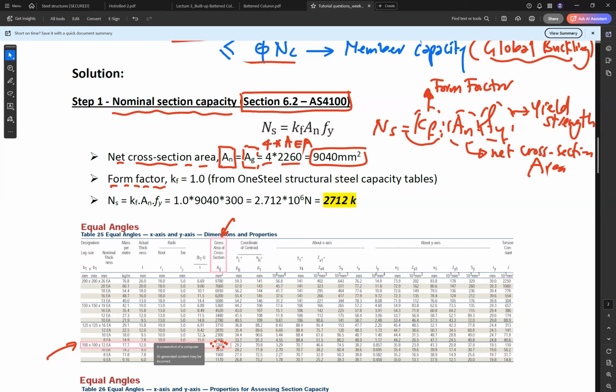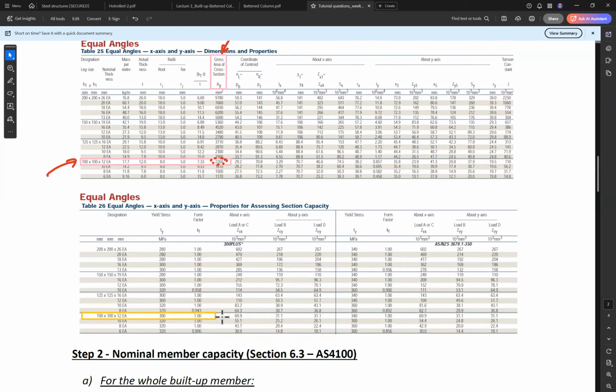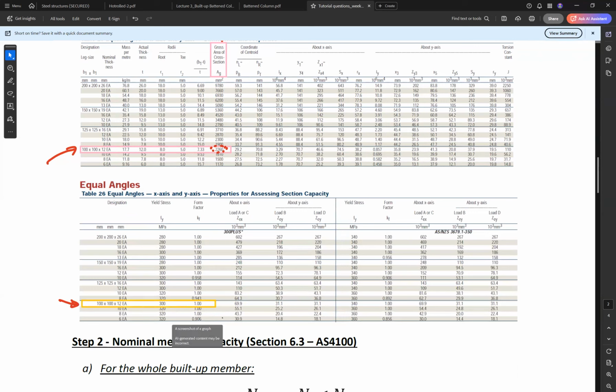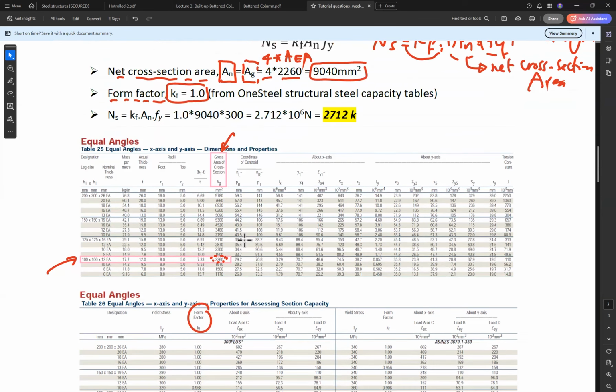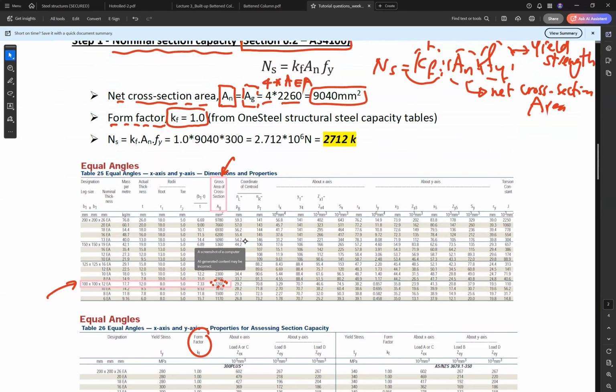And for the form factor, also from the tables, for this section, 100 by 100 by 12, the form factor Kf equals 1. So Kf equals 1 from the steel structures tables. So now the section capacity will be 1 times 9040, the area, times 300, the yield strength, in Newton per millimeter squared.